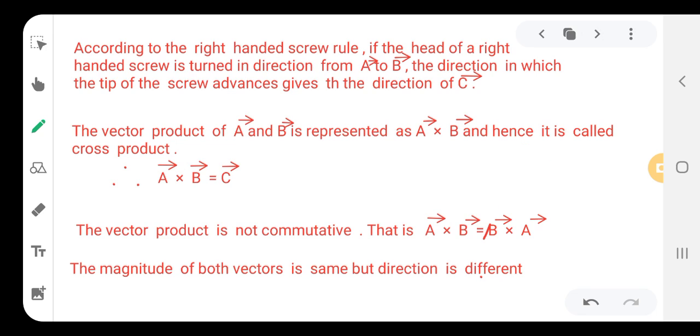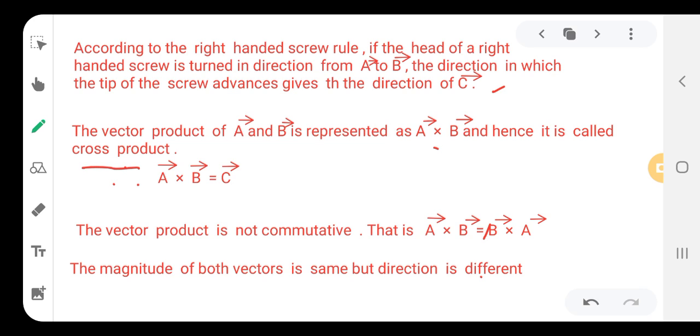Now, according to the right-handed screw rule, if the right hand screw is turned in the direction from A to B, the direction in which the tip of the screw advances gives the direction of C. So that's what I told. The vector product of vector A and vector B is represented as vector A cross vector B. Always, the vector product whose result is also a vector, we take as the cross product, and hence it is called the cross product.